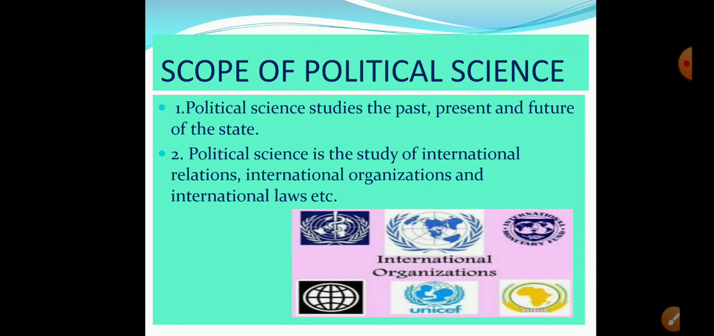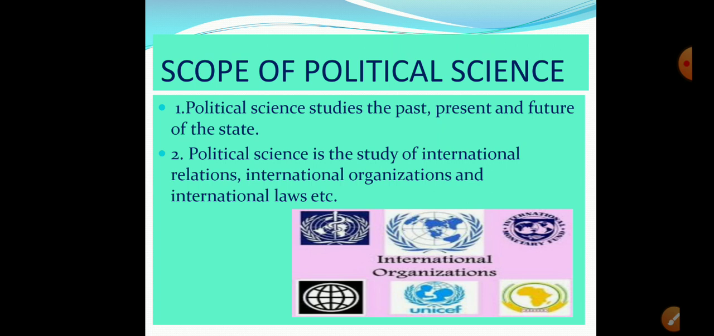So let's move further. Scope of political science. Number one, political science studies the past, present and future of the state. It studies what the state was in the past, what it is in the present, and what kind of state it will be in the future.